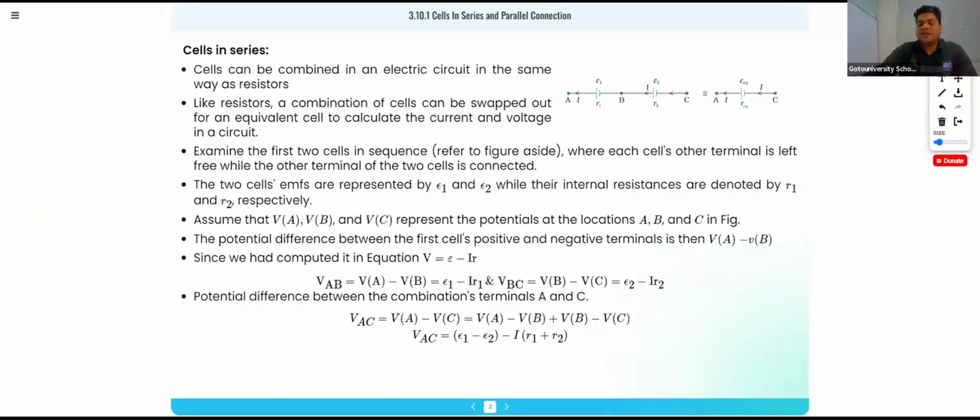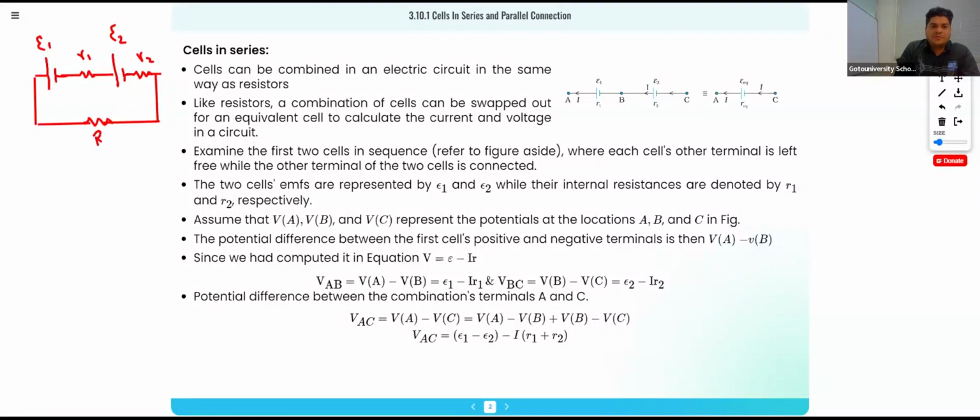Let me check it once again. What will happen in the case of series? We have a circuit. This will be connected to a battery, then to a resistance, then again to a battery, then again to a resistance, and here we have a big resistor. I will name them E1, E2, R1, R2, and R.